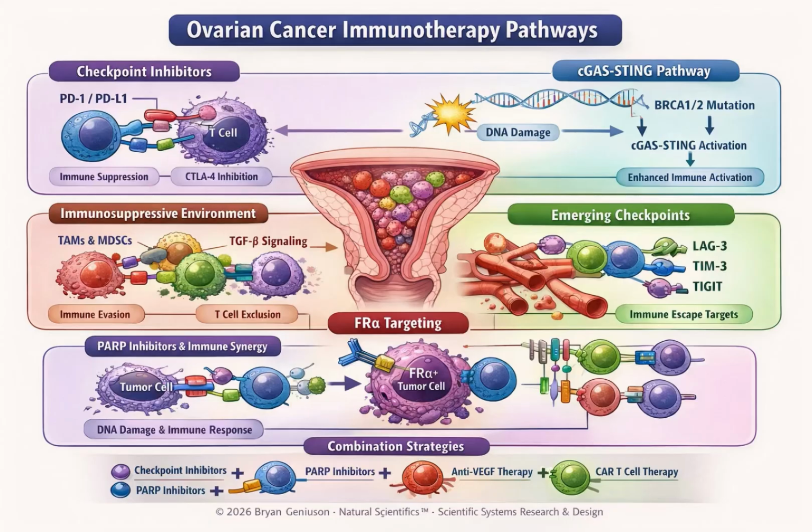In summary, ovarian cancer immunotherapy is shaped by a dynamic interaction between tumor genetics, immune checkpoints, and the tumor microenvironment. Understanding these interconnected molecular systems is essential for developing more effective precision oncology strategies and improving therapeutic outcomes in ovarian cancer.